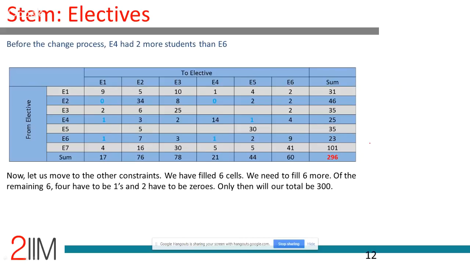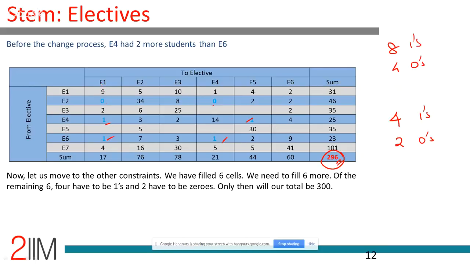So let's fill this even further. We've added 4 more ones, so this goes to 296. For the remaining, we need to fill 6 more cells. The total has to go to 300, so we should have 4 ones and 2 zeros. We started with requiring 8 ones and 4 zeros. We filled 4 ones. These 2 and these 2 are ones. These 2 are zeros. We've done that. And then we need to figure out the remaining cells.